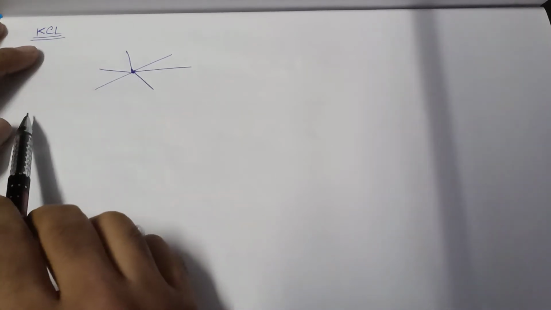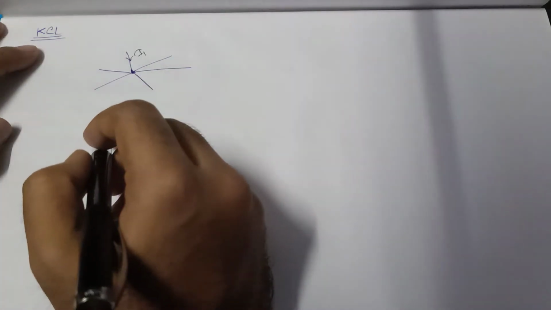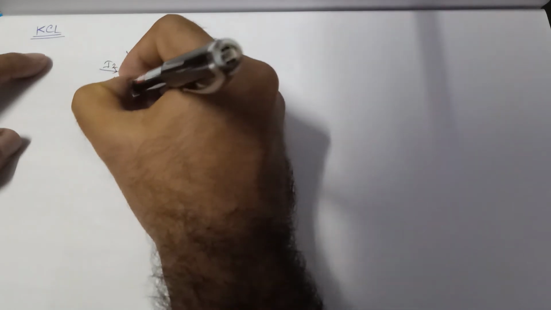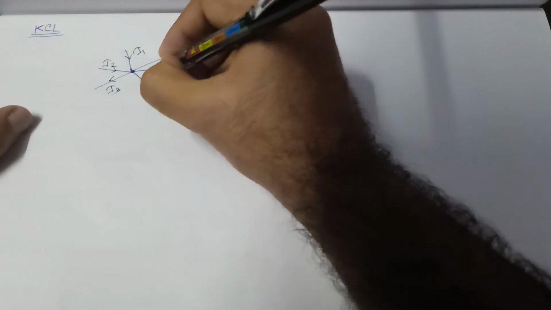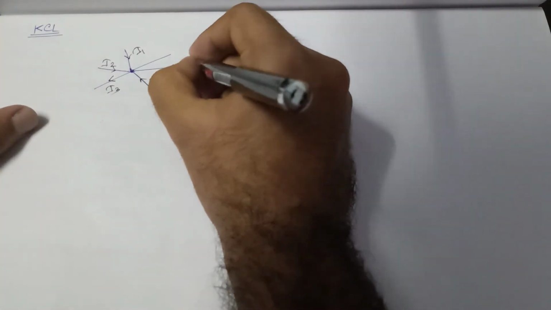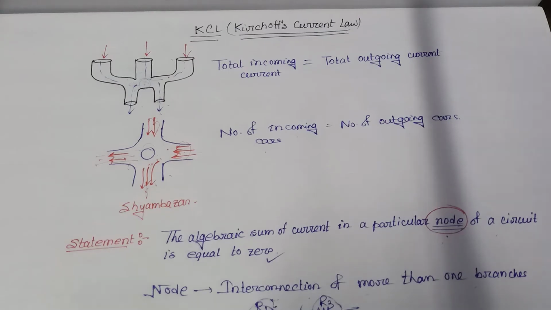Okay, now maybe a current I1 is coming from this path toward the point. A current I2 is coming towards this point. Maybe the direction of current I3 is outward. It can be any direction. Maybe I4 is again inward. Maybe I5 is outward, and I6 may be also outward. So it's not necessary. Now just imagine, compare with this case.